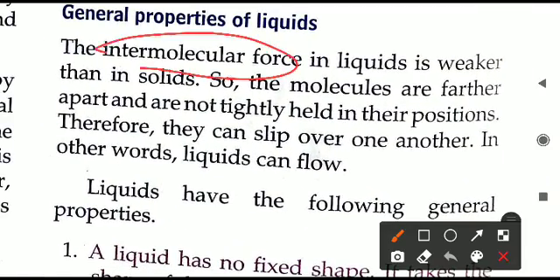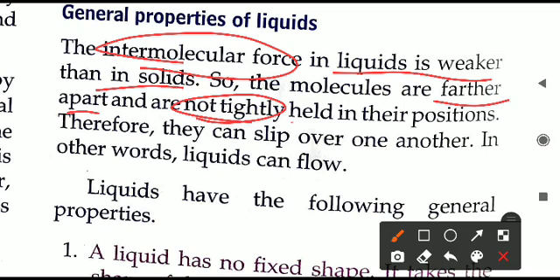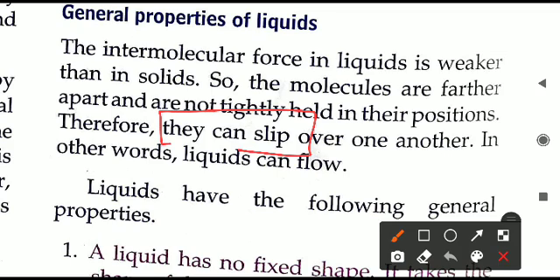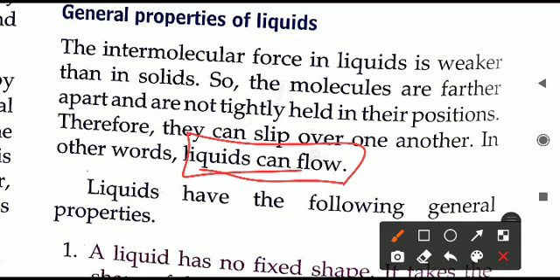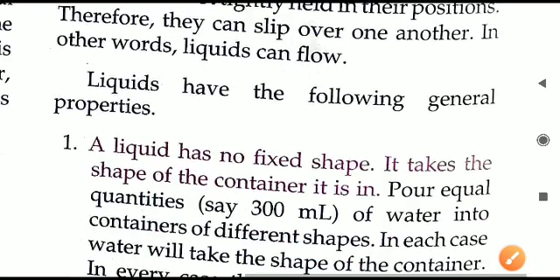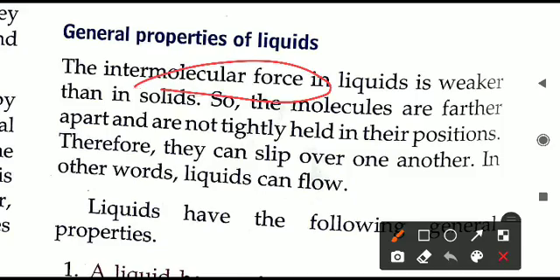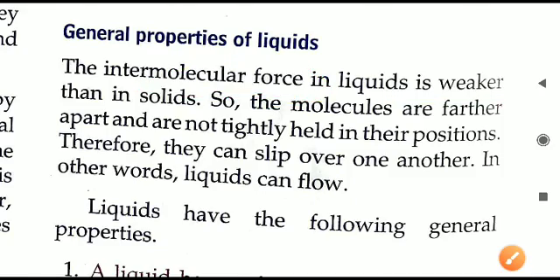The intermolecular force in liquids is weaker than in solids. This force of attraction is weaker in the case of liquids, and hence the molecules are farther apart. They are away from each other and not tightly held in their positions. What will happen as a result? As a result, these molecules can slip over one another, and finally we can say liquids can flow. All liquids can easily flow. Water is a liquid, it can easily flow. That is just because the intermolecular force is weaker as compared to solids.